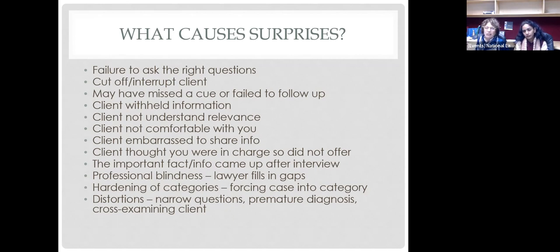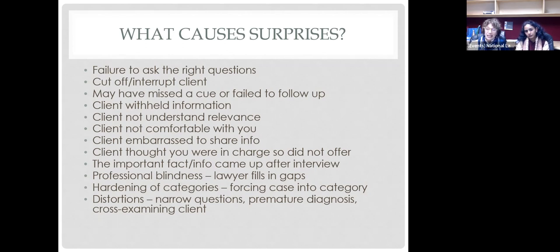So we have the narrative stage because we want the client to tell the story. We don't want to interrupt the client. And we want to remember that the client may have some emotions or may have some embarrassment, or may not be sure who is in charge or who's the leader, or may overly defer to the lawyer.